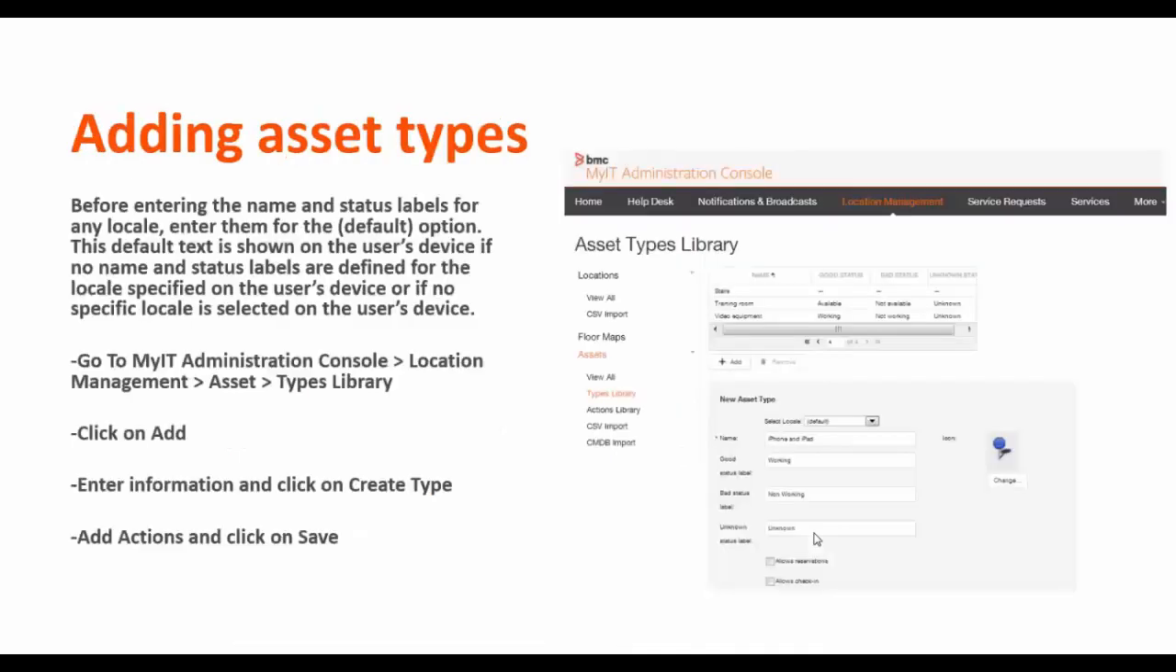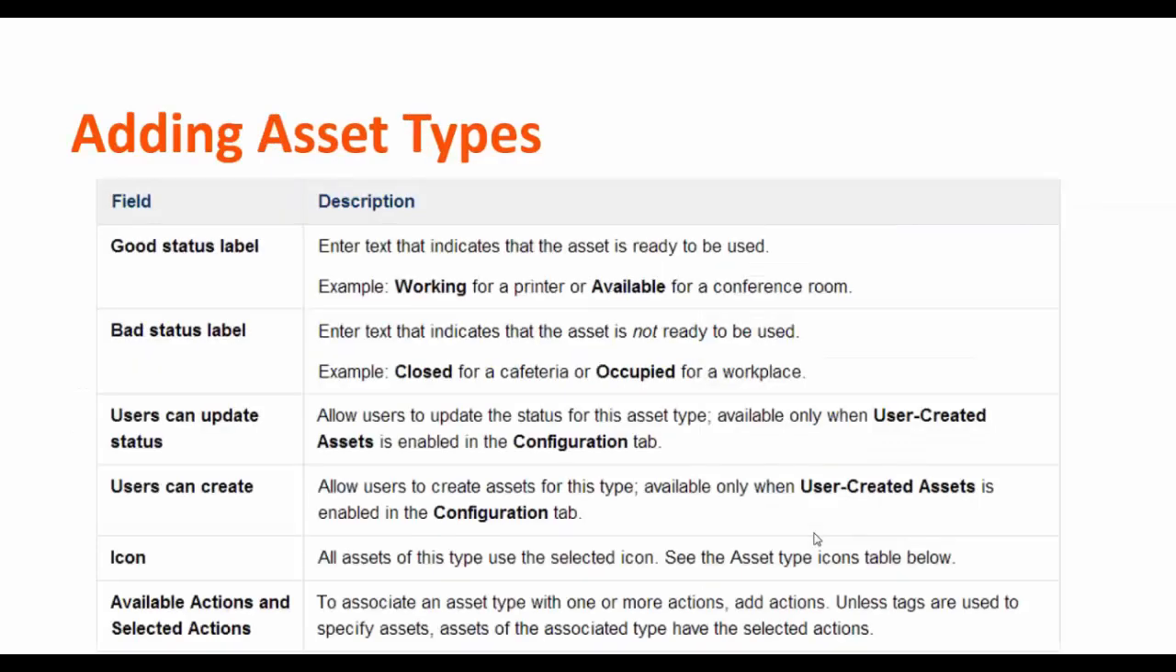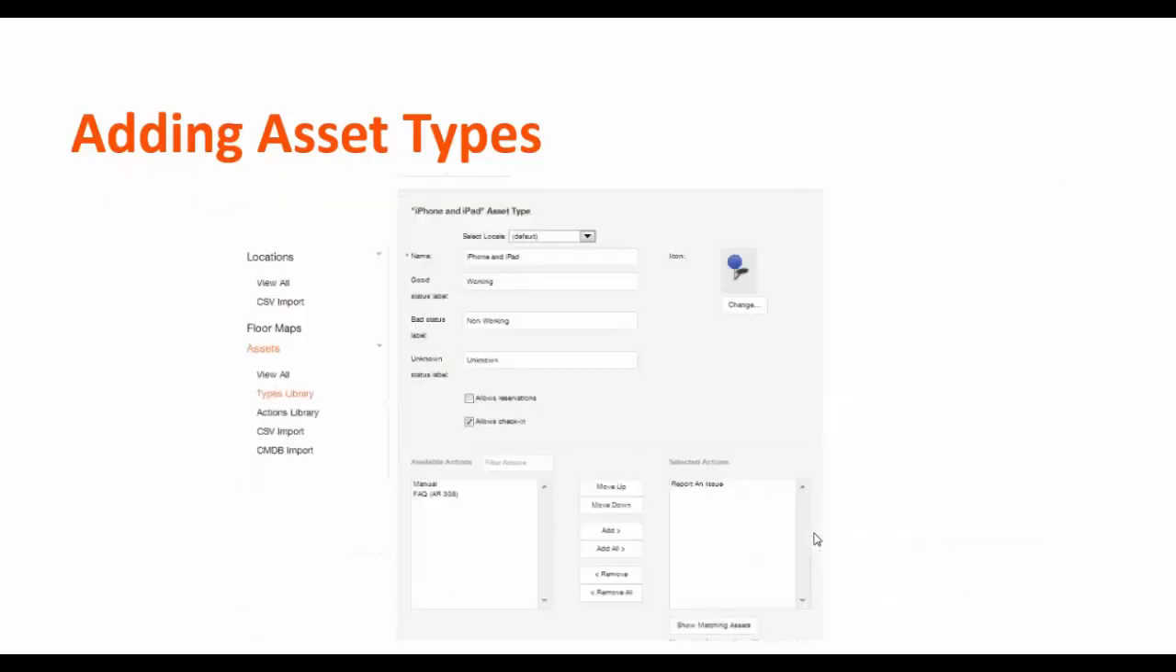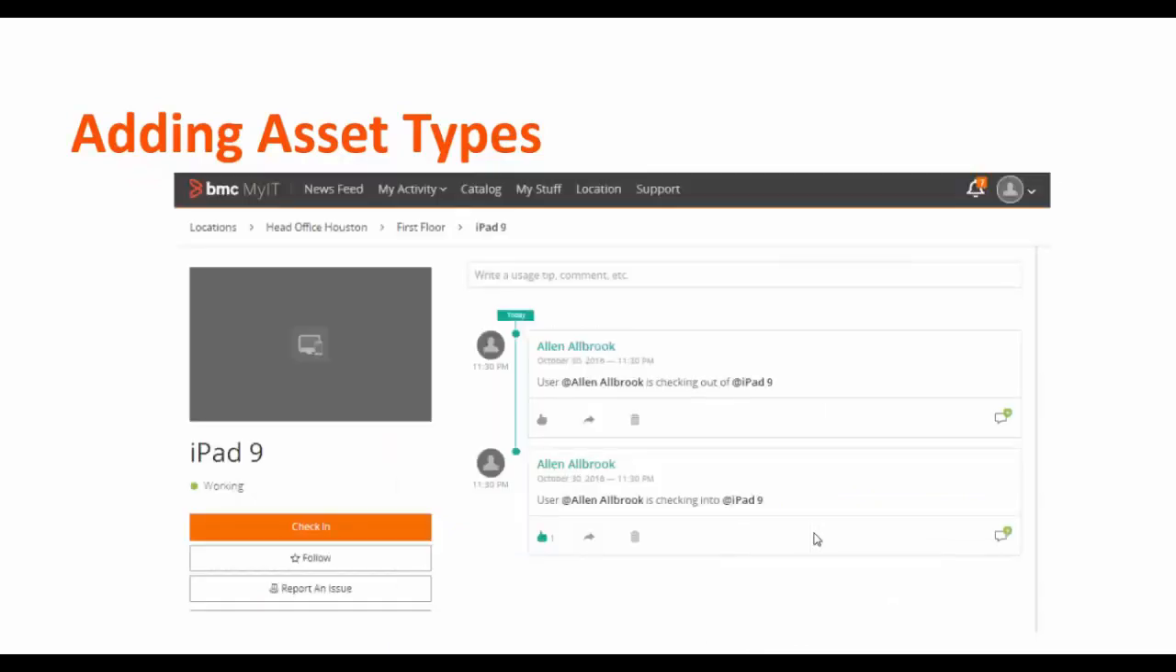You can also create asset types. In MyIT Administration Console, go to Types Library and click on Add. You can enter information such as Good Status Label, Bad Status Label, icon, and the available actions and selected actions. You can also add the actions defined in the system for newly created asset types. This is how users see the asset in MyIT Console.